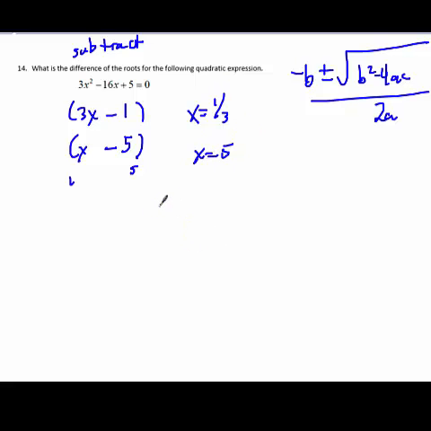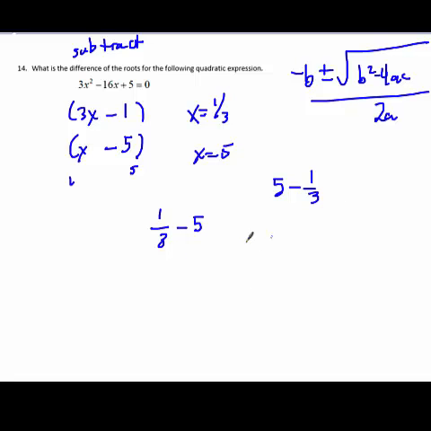And you notice this is also the same as the previous problem. We're looking for the difference between the roots. So if I took 1/3 minus 5, and I should say the absolute value of the difference, because we can't have negative. So how do you do 1/3 minus 5 or 5 minus 1/3? Doesn't matter which way you do it because we're looking for the positive value.